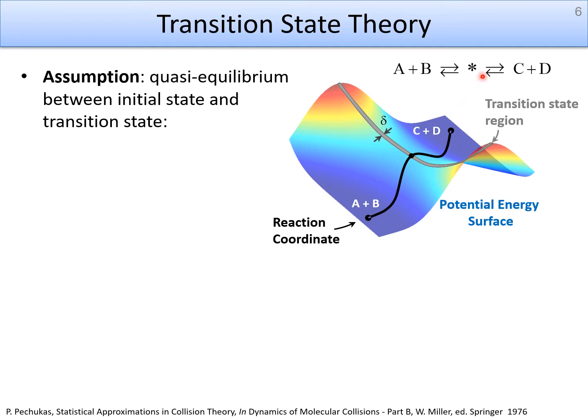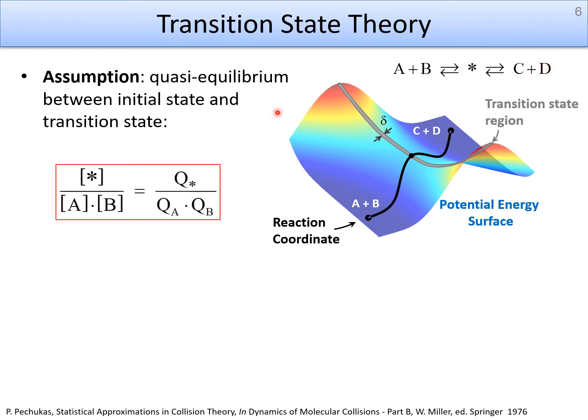So we're going to denote this with this notation here. A plus B is quasi-equilibrated with the transition state. And then the transition state goes into C plus D. And of course, for our investigations, we will assume that this is quasi-equilibrated. Of course, if we want to calculate the reverse rate from transition state theory, then this will also have to be quasi-equilibrated.